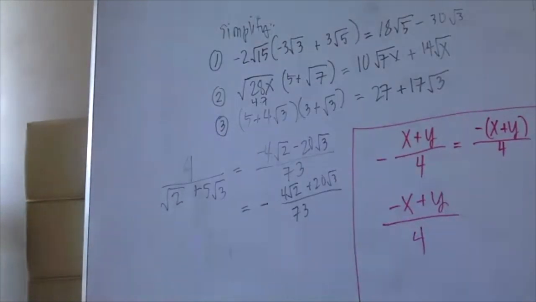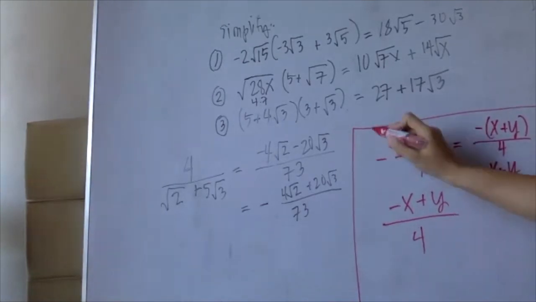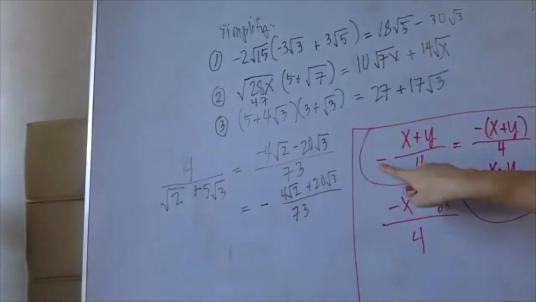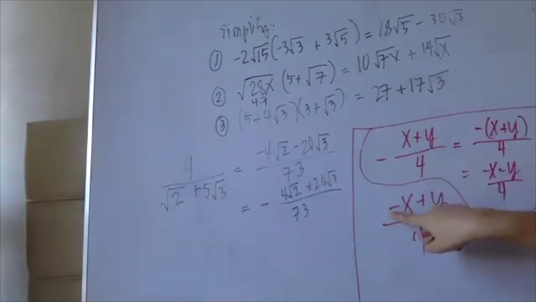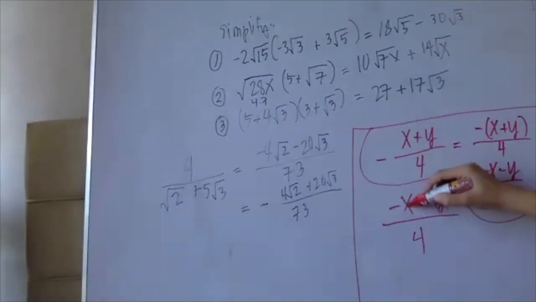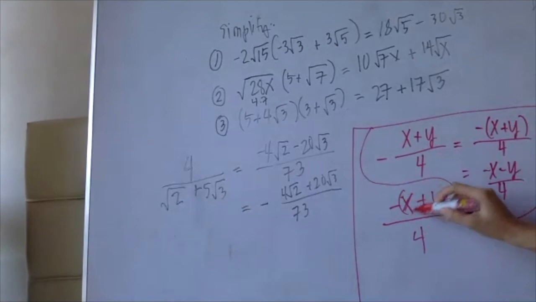Nakuha niyo ba, guys? Ito, equal to sa negative x minus y. Ito, equal silang tatlo. Pareho lang yan. Negative, distribute mo sa lahat. So, negative x, negative y. Ito naman, pag nandito yung negative, ibig sabihin yan lang talaga siya. Okay? Unless may parenthesis.